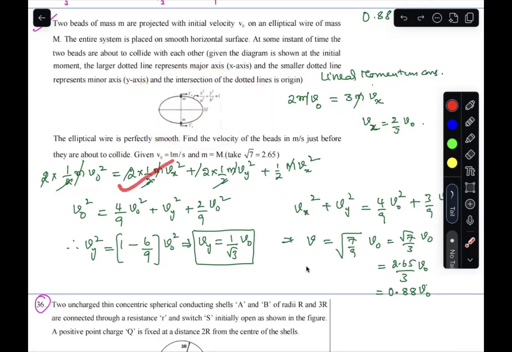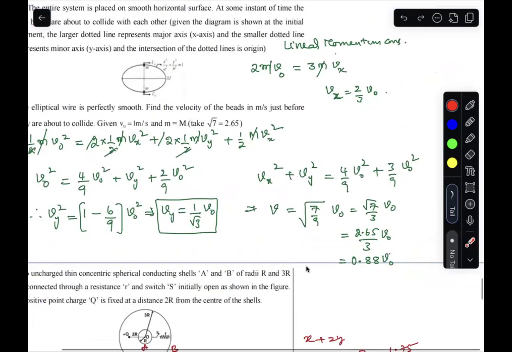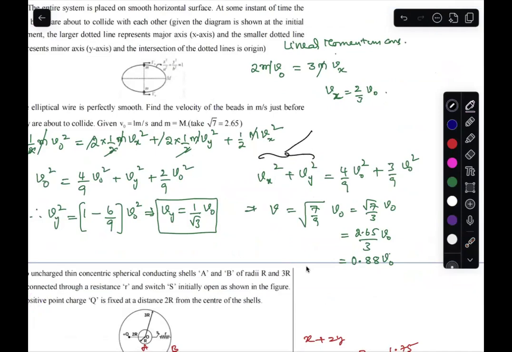That's the reason why bead kinetic energy, ring kinetic energy. Fortunately, their masses are the same. So after doing calculation, I will get Vy squared. I got Vy as 1 by root 3 V naught. That is not your answer. Square root of Vx squared plus Vy squared is your answer. That is 7 by 9 V naught squared. V is root 7 by 3. Remember, this is the velocity of the bead just before collision.